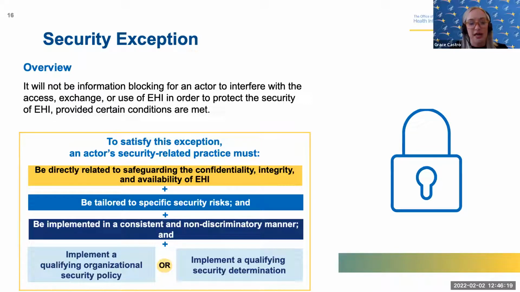So moving now to that box on the left towards the middle bottom of the slide, you'll see that to satisfy this exception, an actor's security-related practice has to meet some conditions. In the yellow, it must be directly related to safeguarding the confidentiality, integrity, and availability of EHI. Moving to the middle blue box, it must be tailored to specific security risks. Moving down to the dark blue box, it must be implemented in a consistent and non-discriminatory manner. And finally, moving down to the light blue, it must either implement a qualifying organizational security policy or implement a qualifying security determination. So with that, let's move to the next slide, please.